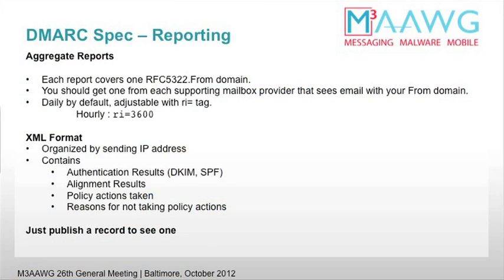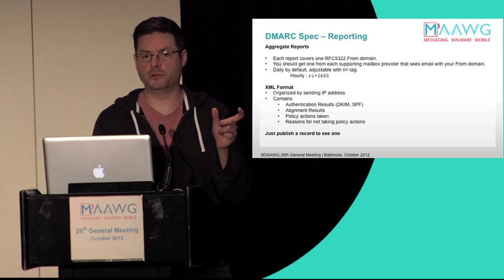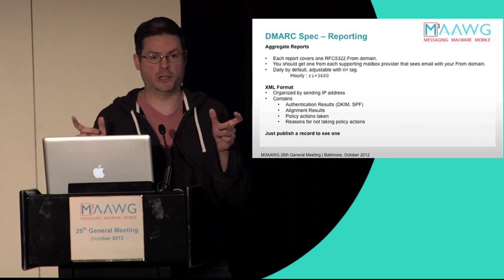So the first type of reporting format we talked about was the aggregate report. As receivers generate this, all of the data that's collected over the reporting period is rolled up by the 5322 from domain. So you can think of it as the aggregate report is tied to the domain that publishes the policy.